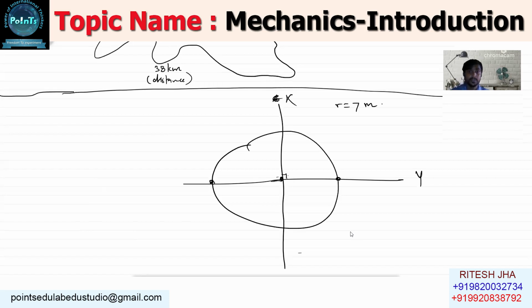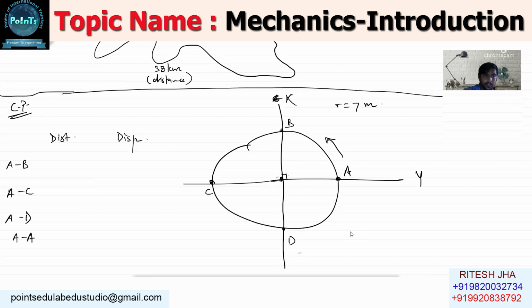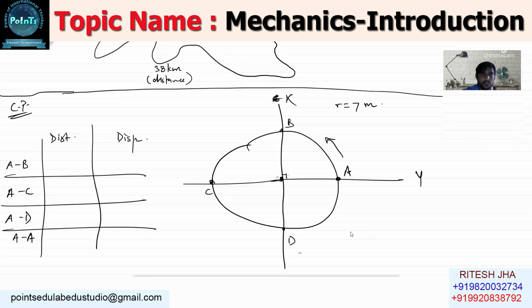And this is the center. Now you start from point A, and then you go to B, then C, then D, and then you come back to A, traveling anti-clockwise. You must be covering some distance and displacement. You have to calculate what distance and what displacement are covered for each individual part of the journey: A to B, A to C, A to D, A to A.